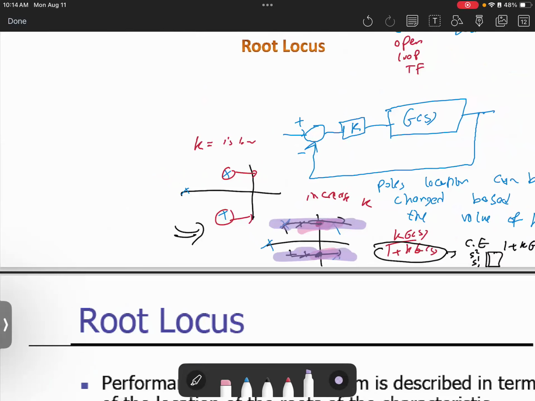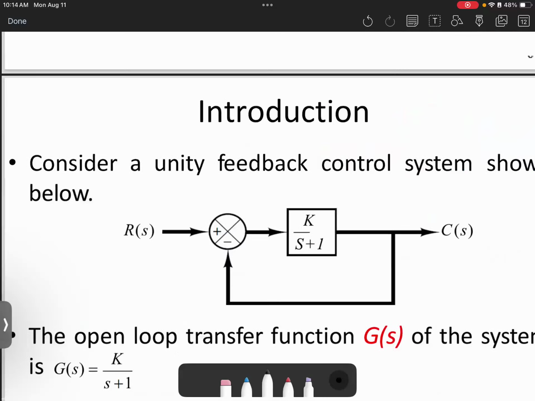So we'd like to plot from k equals 0 until k equals infinity. We'd like to see where the pole is going to move. Starting from k equals 0, when the system is at the open loop transfer function, we then change the value of k step by step until reaching infinity. If we can do this plot, this will be the root locus plot.